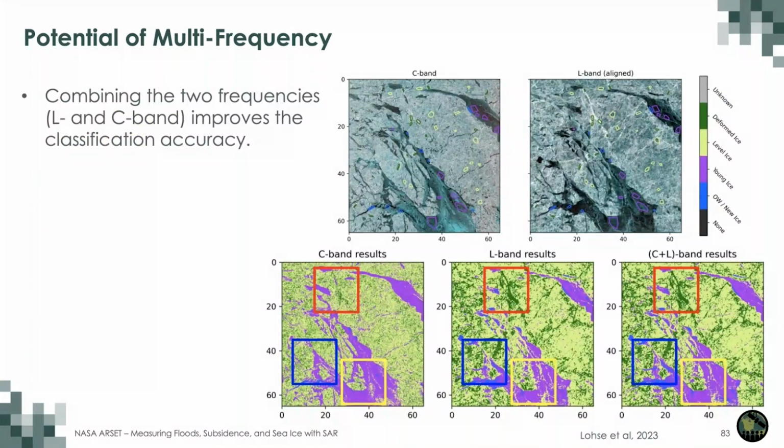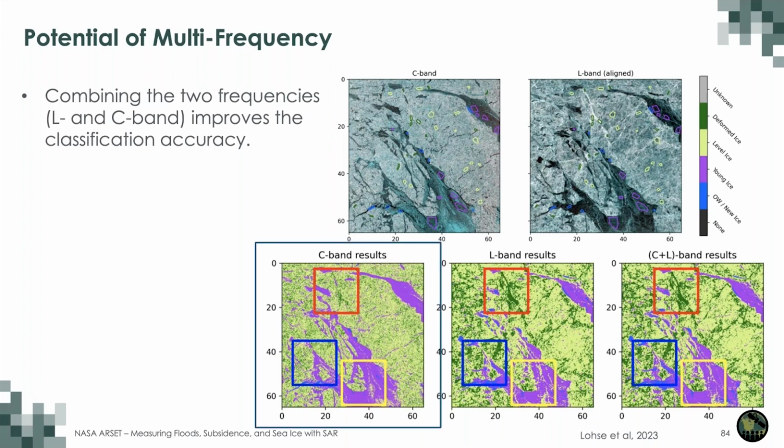So what do we do? Well, there is a lot of work ongoing now to combine the two frequencies. L-band and C-band has been shown now a number of times to improve the classification accuracy. And first here at the top, you can see a C-band and an L-band image. They have been drift corrected, so they're completely aligned with one another.